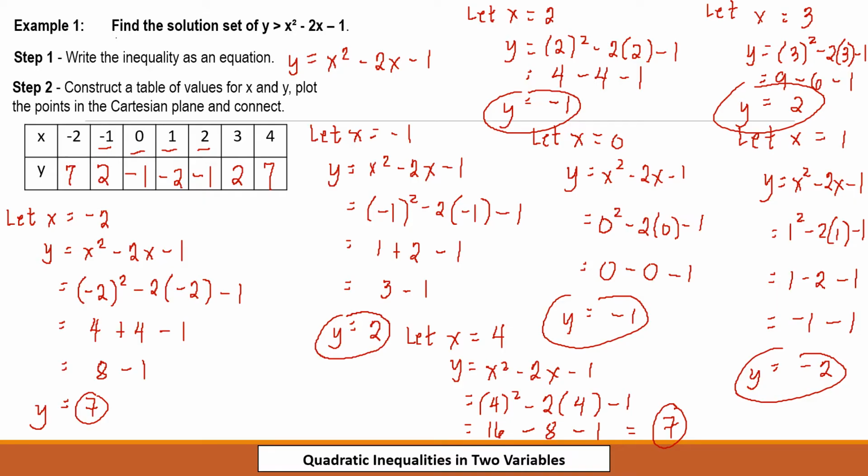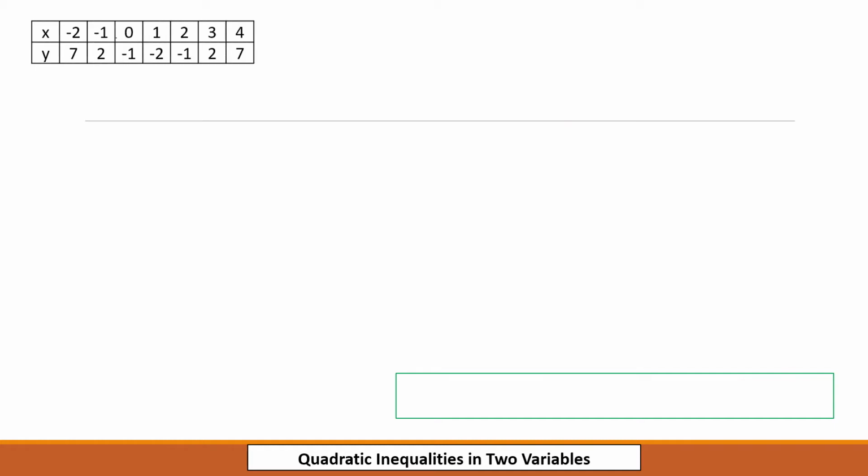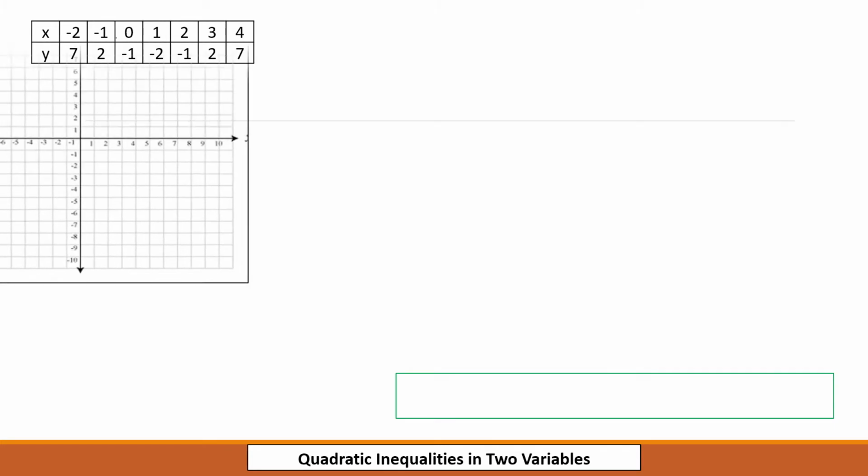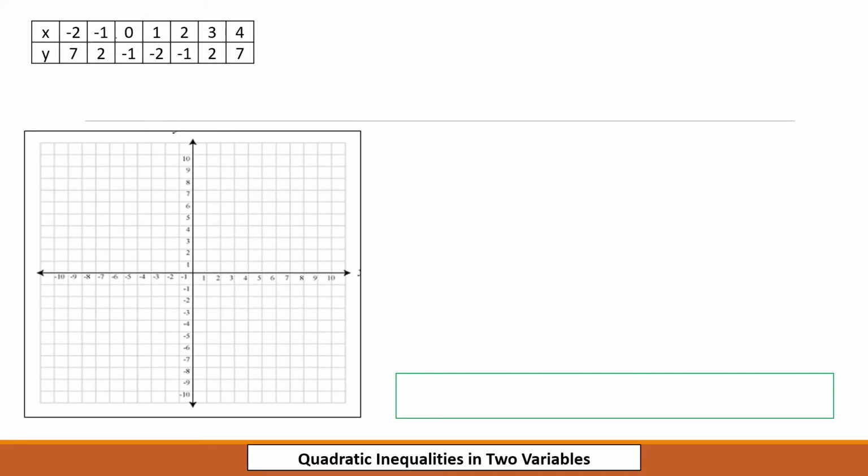So here now is our table of values. Our next step is we will plot the given points in the Cartesian plane. Okay, so the first point we have negative 2, positive 7.